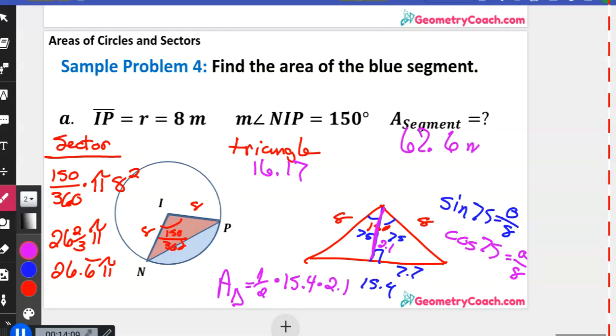67.6 meters squared. So it's interesting that the hardest part of finding the area of a segment is actually finding the area of a triangle, something that we've been doing forever. So you can do this. You take the area of the slice of pizza, subtract the area of the triangle, and then you're left with the segment.